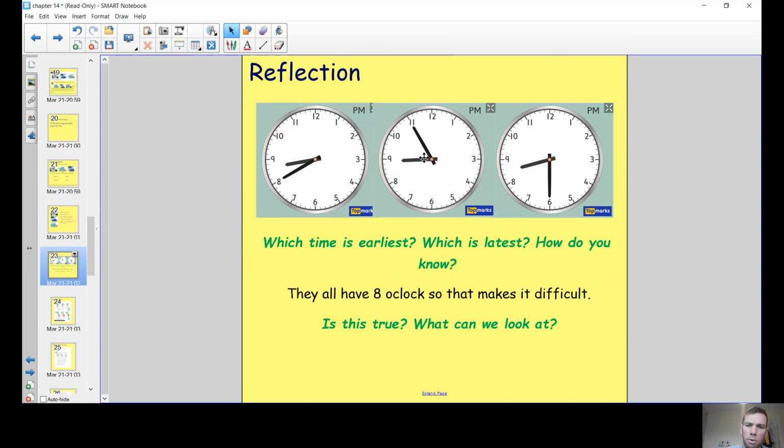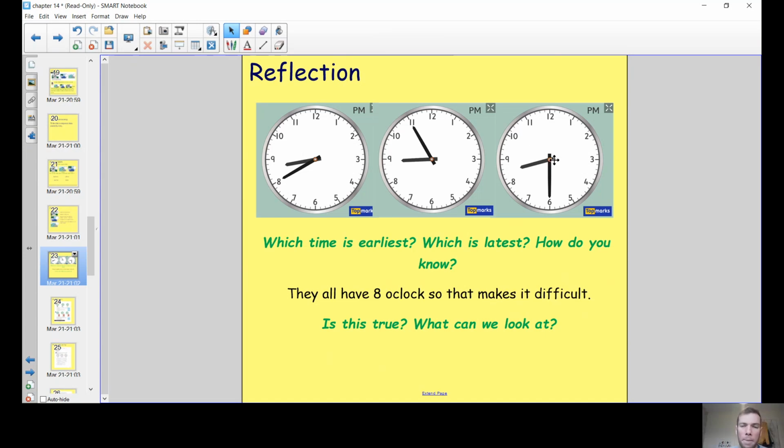Okay, so what I'm going to do is look at my hour every time. Now I can see that my hour hand, my shorthand, has gone past the 8 on this one. It's gone way past the 8 on this one. It's nearly at the 9. And it's gone past the 8 on this one. So the hour doesn't really help me so easily.